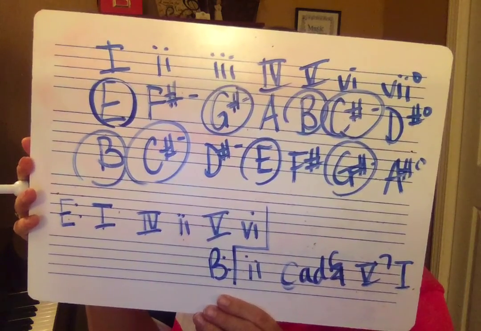Okay, so you got it copied down. So let's listen to what this sounds like. I'm in the key of E. Here we go. So there's the 1 chord, to the 4, jumping up to the 2, to the 5, to the 6, which is going to become the 2 in the key of B.